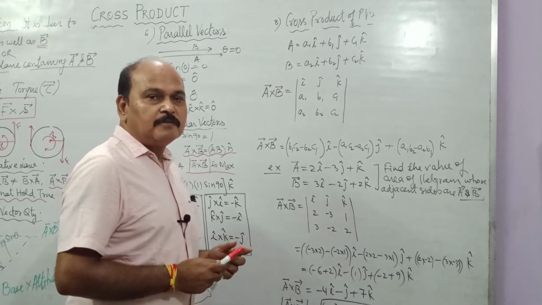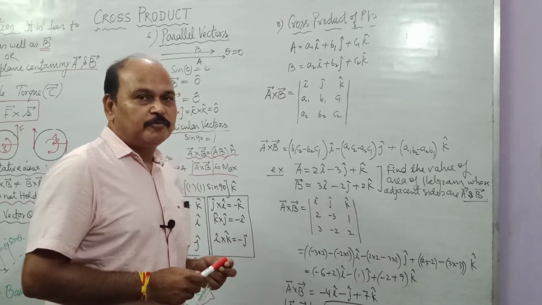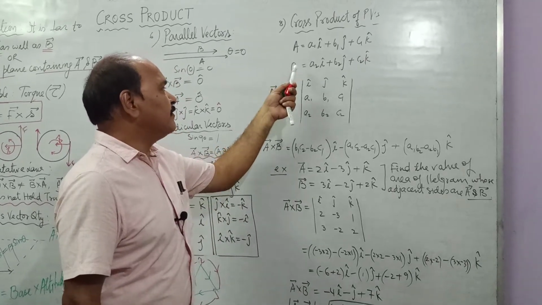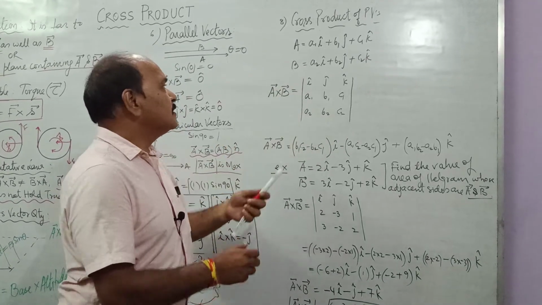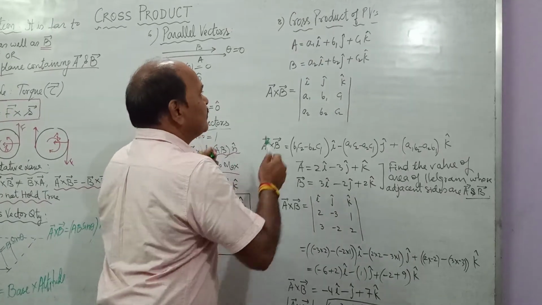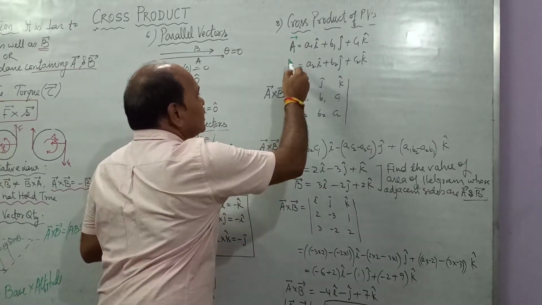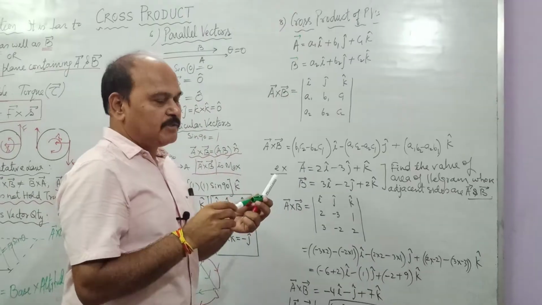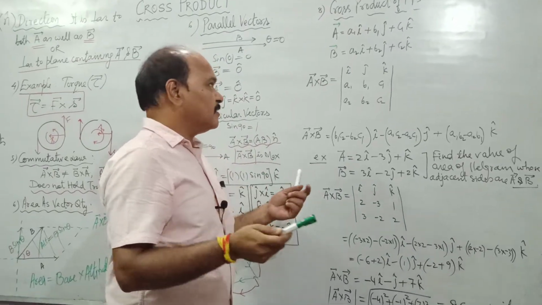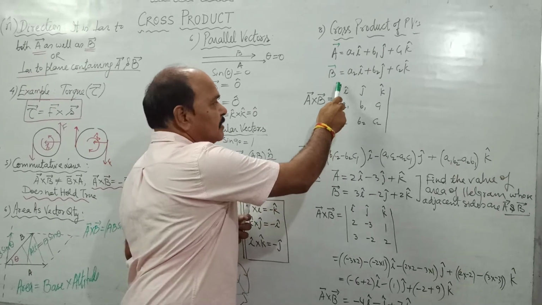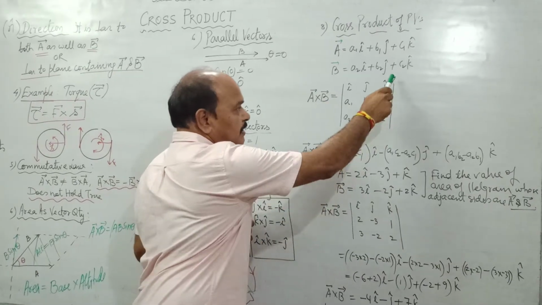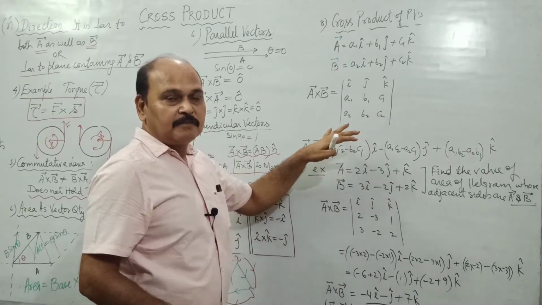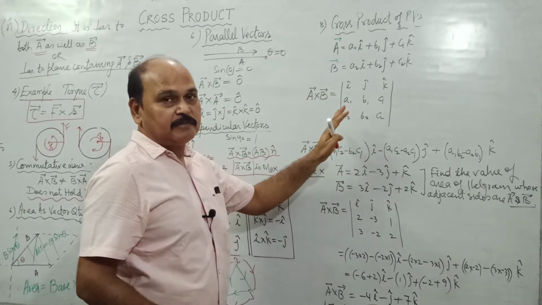Children, let us find out the cross product of 2 position vectors. We have vector number 1 A and vector B. A is A1 I plus B1 J plus C1 K, and B vector is A2 I plus B2 J plus C2 K. What is their cross product? A cross B is going to be found out by this matrix. We are going to make a matrix. This is 3 cross 3 matrix.